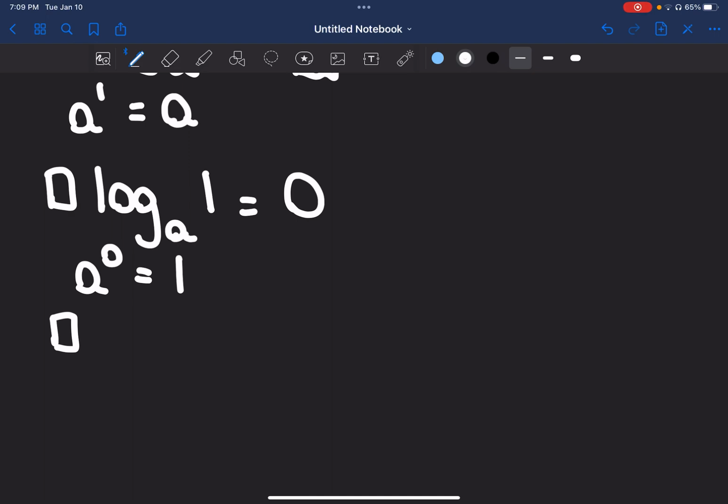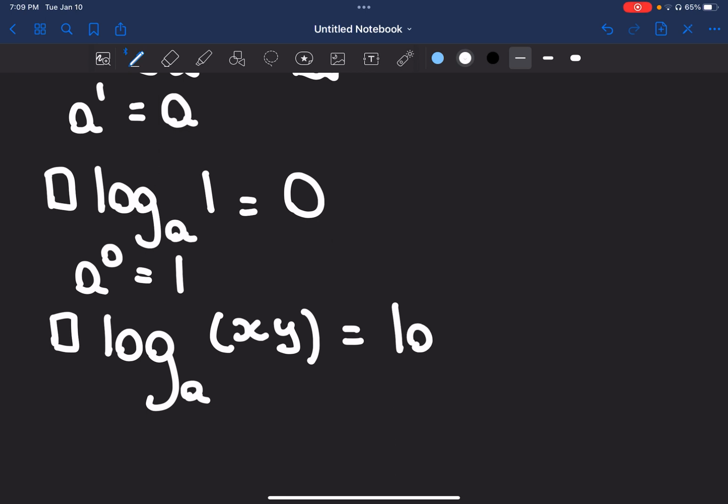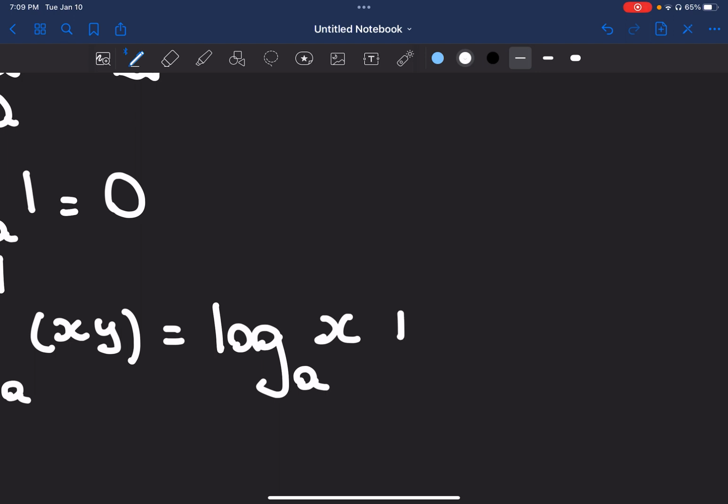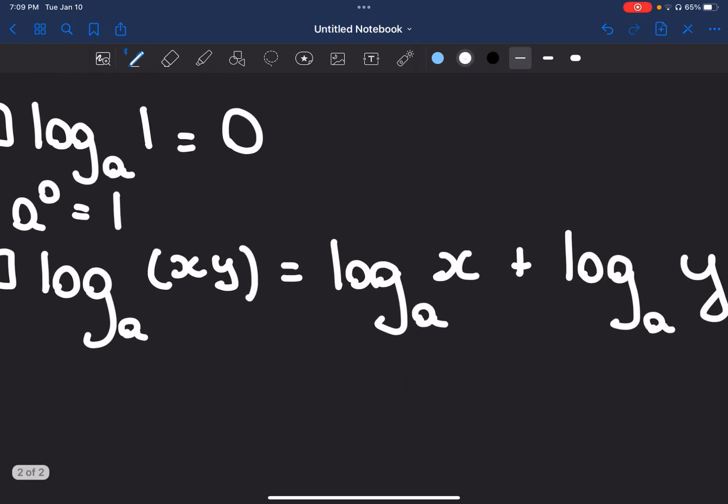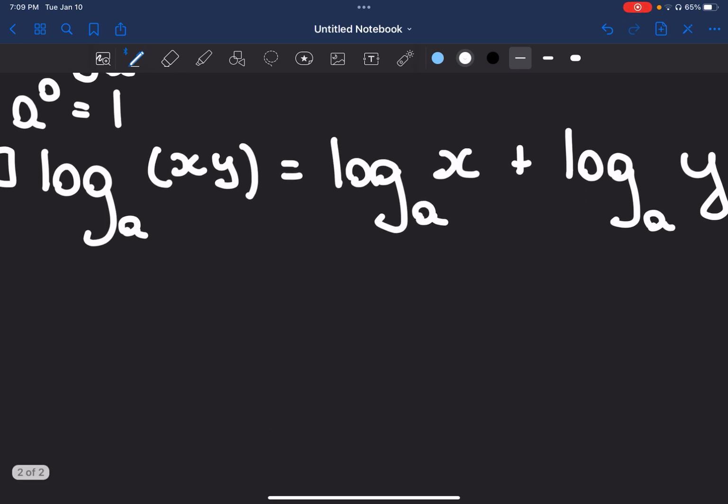So let's say that we have log base A of x times y. This will be equal to log base A of x plus log base A of y, right? So when you see they're being multiplied, that just means that you can add the two logs separately, right? With the same base, it should be very understandable.